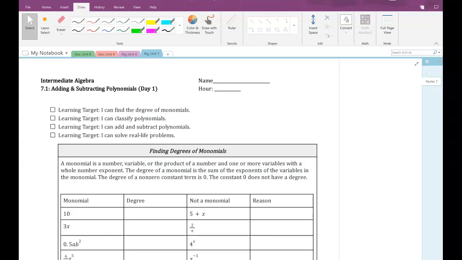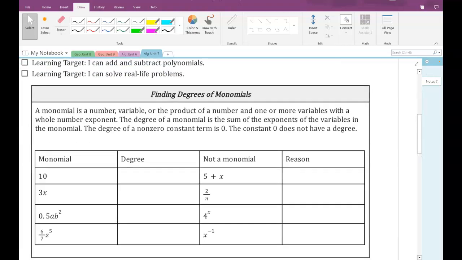So a monomial is a number, variable, or the product of a number and one or more variables with a whole number exponent. So that's a long definition. If you want to underline it so you have it there, because we're going to be using that as we go through.